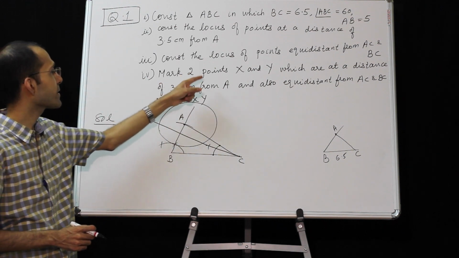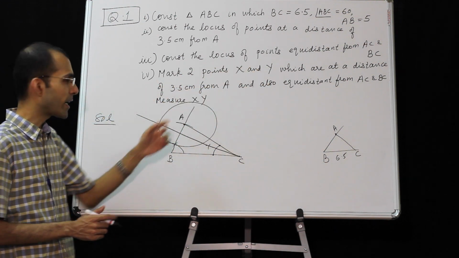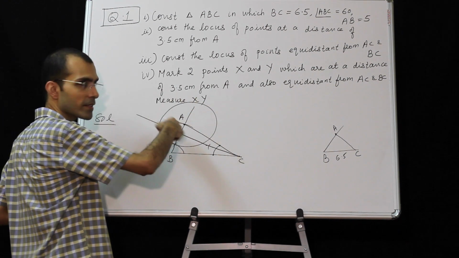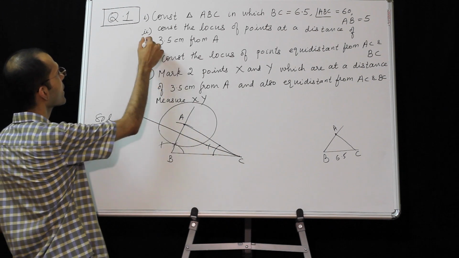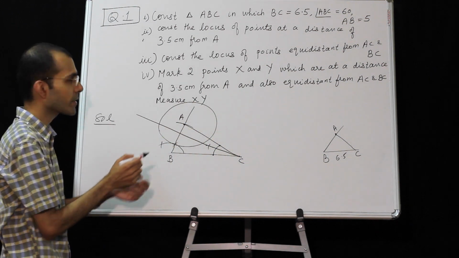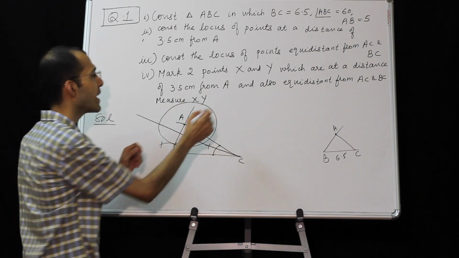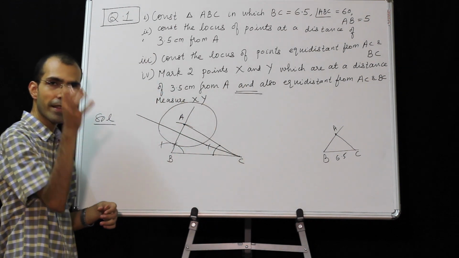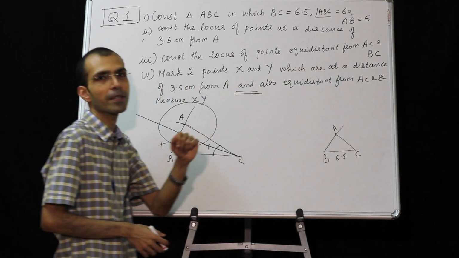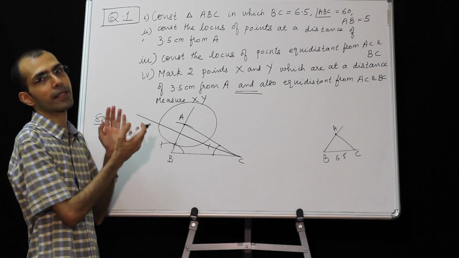Mark 2 points X and Y which are at a distance of 3.5 centimeter from A. That means such points should lie anywhere on the circumference of the circle, because this has to take care of the second condition. On the circumference there are so many points, but they have asked us to mark 2 points which are at a distance of 3.5 from A, and the next condition is also imposed upon it, also equidistant from AC and BC. That means those points should also lie on the angle bisector.